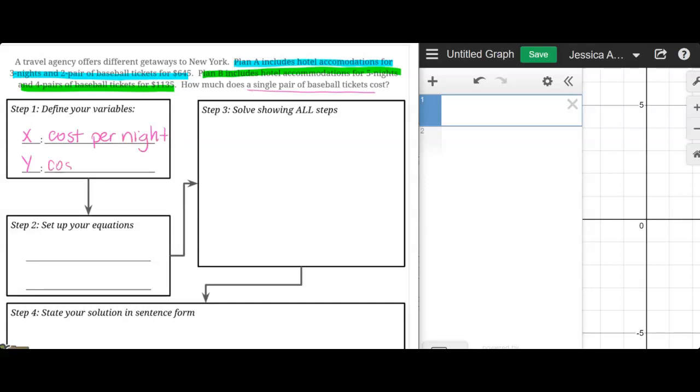And my y will be the cost per pair of tickets. Then I'm just going to read my equation. Plan A was my first equation, and that is 3 nights, so 3x, plus 2 pairs of tickets, which is y, and that will cost me $645. Plan B will give me 5 nights, or 5x, plus 4 pairs of tickets, y, for $1,135. Again, we're going to plug that into Desmos.